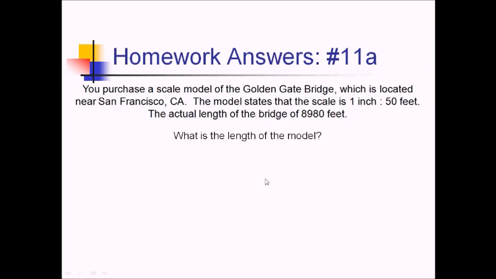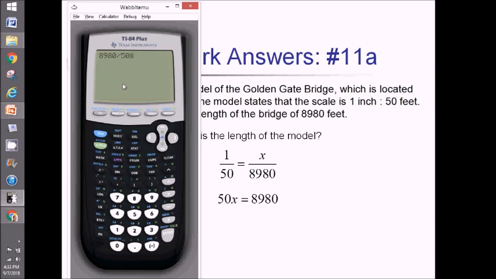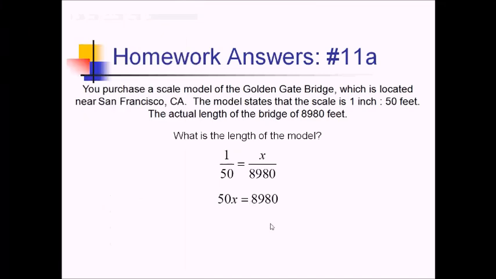So we're going to solve this setting up a proportion. We've got 1 inch over 50 feet in one fraction, and in the other fraction we'll have the unknown inches on top and this 8,980 feet on the bottom. All right, well, let's go ahead and cross multiply. So we have 50x equals 8,980. Just got to divide by 50 now. Let's use the calculator. So going ahead and doing that division, we've got 179.6, and that's going to be inches.